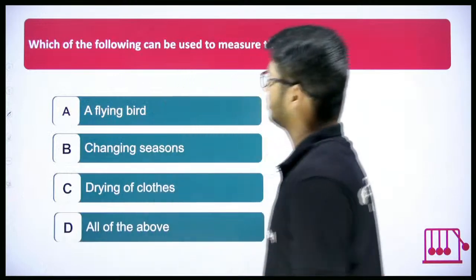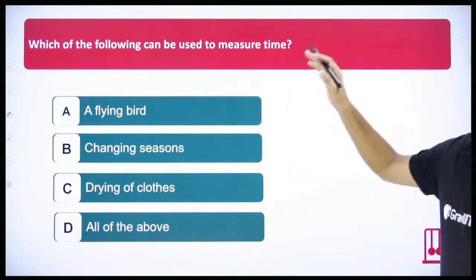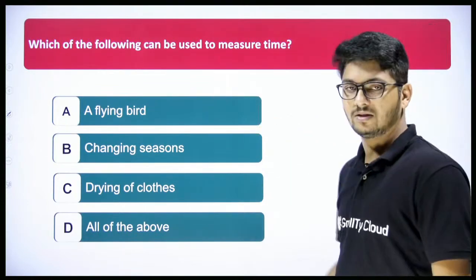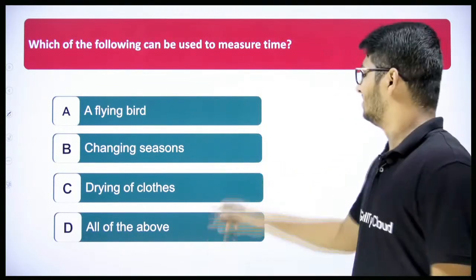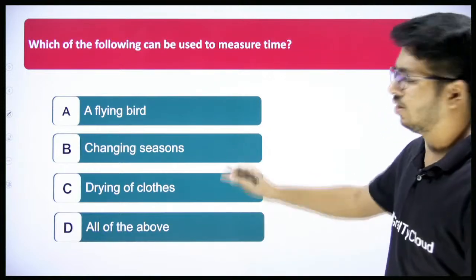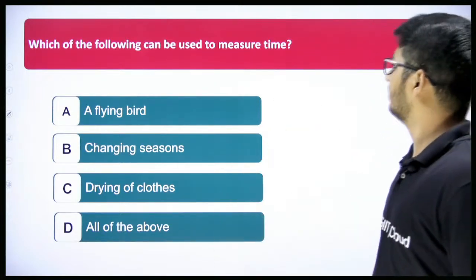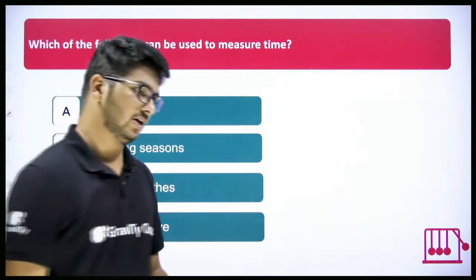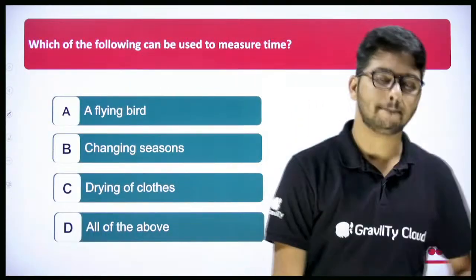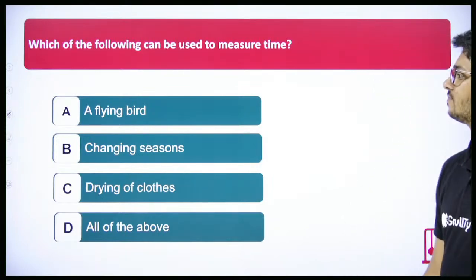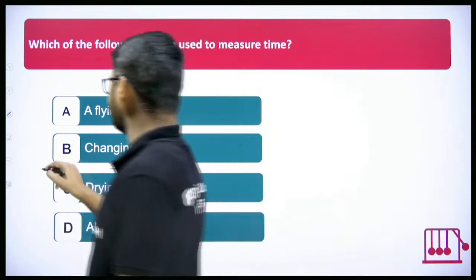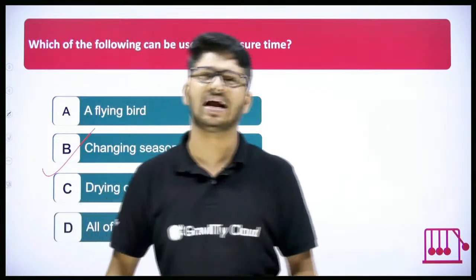So look at a simple question here. Which of the following can be used to measure time? You have different examples: a flying bird, changing seasons, drying of clothes, all of the above. Which of the following can be used to measure time? What do you think? A, B, C or D? The correct answer is changing seasons, because a flying bird is random.